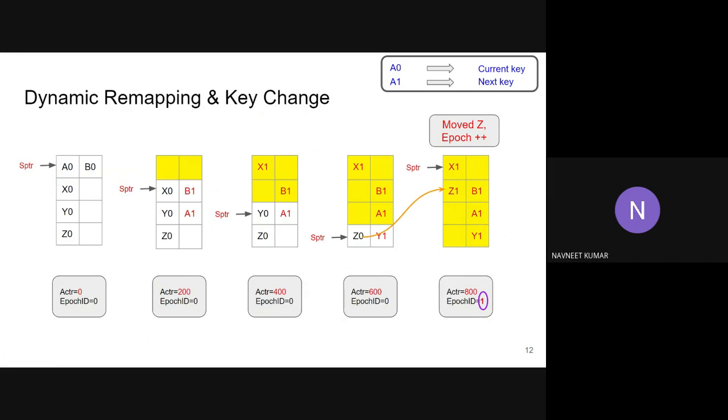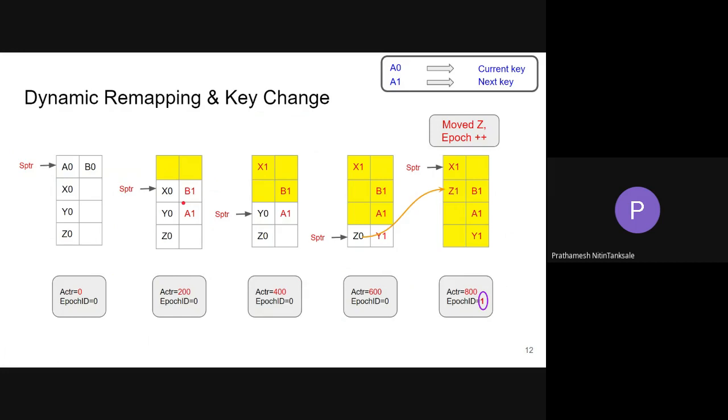I had a question. How does the decryptor know what map to decrypt? Sorry, Navneet, I couldn't hear you. How does the decryptor know that A0 has become A1 while X0 is still X0 at counter 200? Yeah, that's a very good question. So it's not about a decryptor, it's about the remapping process, right? You are asking about the remapping process? Yes.